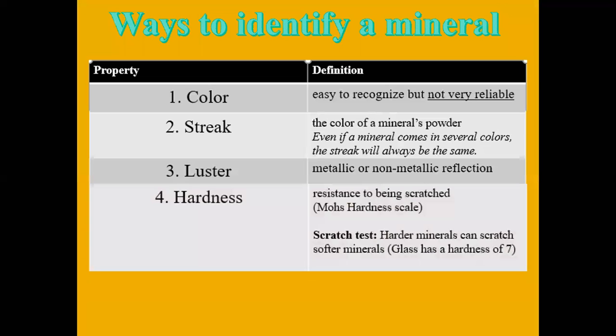Next one on the list, hardness. I do enjoy this one. I like hardness because it is a fun way to test it. Hardness is the mineral's ability to resist being scratched. So it's kind of a resistance. A hard mineral will not be scratched easily, but it could scratch other minerals. On the flip side, you can have a mineral that is scratched easily, and it cannot scratch other minerals. And we use this scratch test and the Mohs hardness scale to determine the hardness of a mineral.